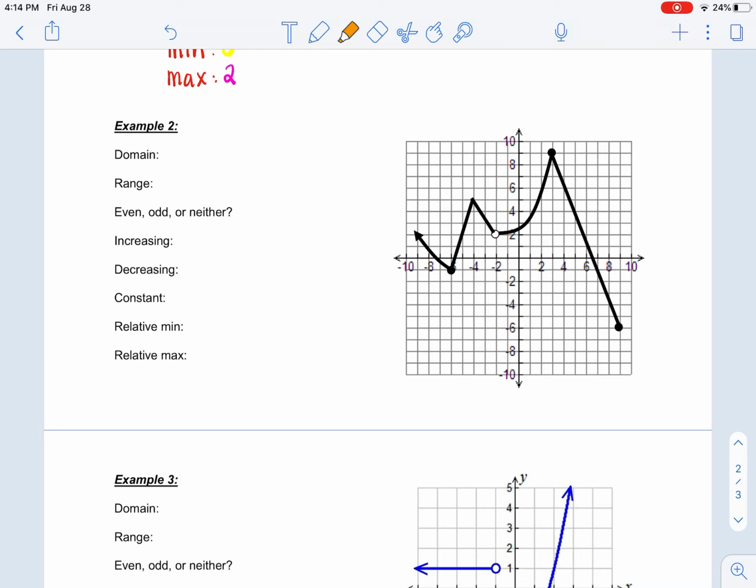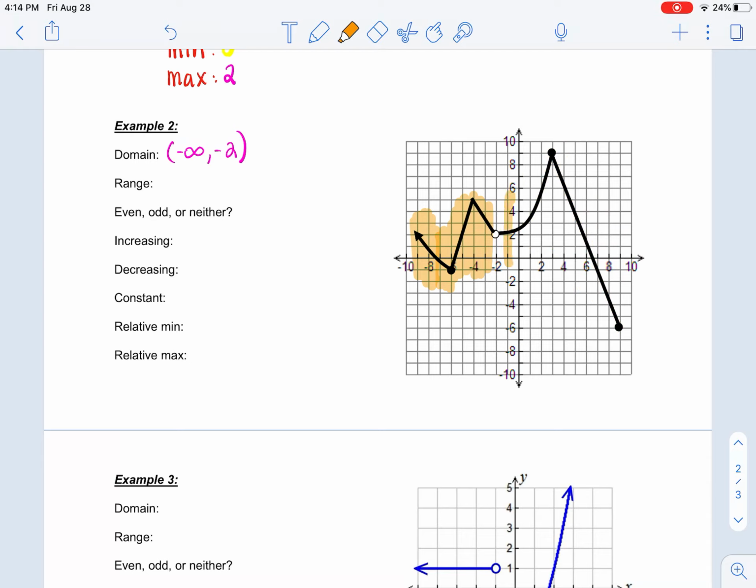All right, my domain, I'm going to start with how far my graph goes to the left, and it's forever in the negative direction, so that's negative infinity. It keeps going and going. And then my graph stops right here, and there's absolutely no x values at -2. So I'm going to put -2 and put a parenthesis there. Then it picks back up, and it keeps going.